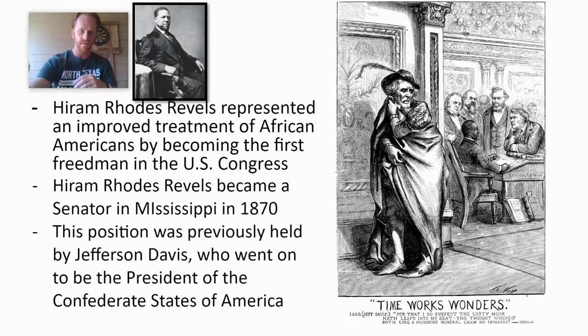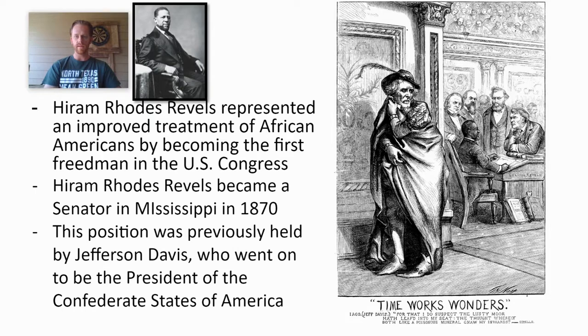And this political cartoon that we see is Jefferson Davis, who is basically out of a job. He can't hold any government jobs anymore. He looks very ashamed right now. While back in the background here, we see these men gathering around Hiram Rhodes Revels, the guy who basically took his old job. This is kind of the definition of irony here. The tides have turned, the power has shifted.